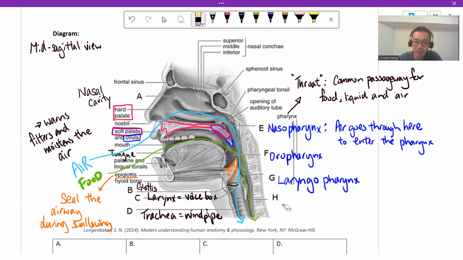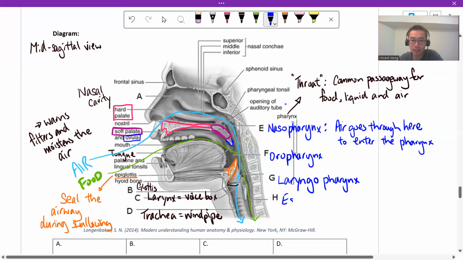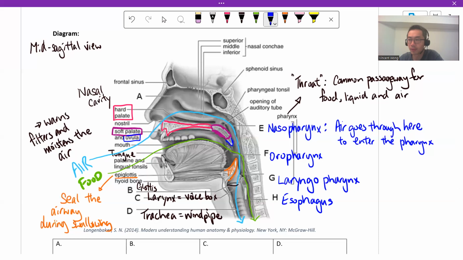Anybody know the tube that takes the food down? What do we call that? What's the name of the tube that carries the food to your stomach? Esophagus. That's right, the esophagus. There you go. Esophagus.